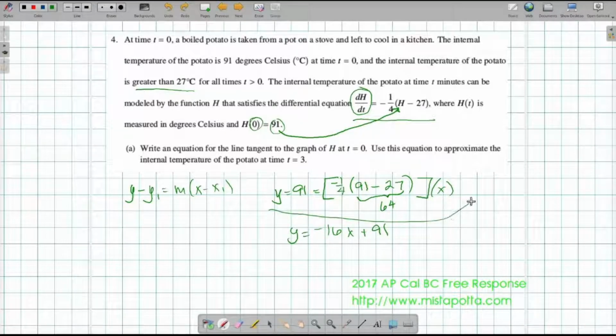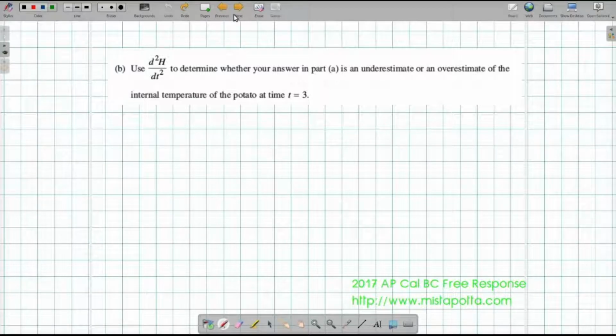Now, this is a perfectly valid answer. Of course, getting rid of that 64, this is a perfectly good tangent line. But knowing this little tidbit can make further problems a little bit easier. The calculation's not too difficult, but there's no reason to make that calculation if we don't have to.